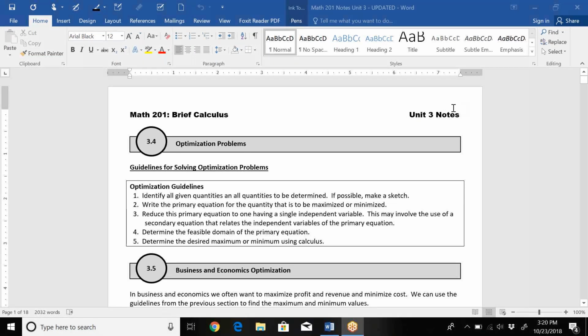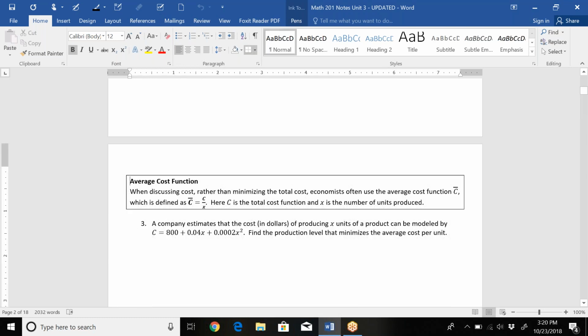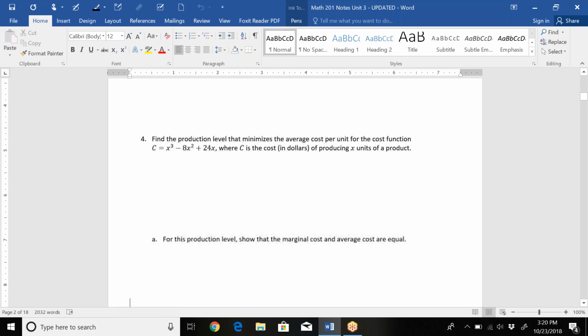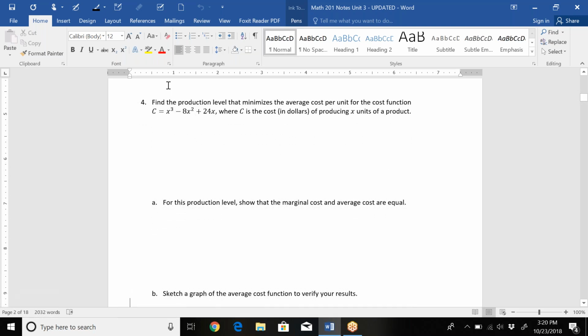Okay, we're looking at some extra examples from the Unit 3 notes, going through each of the sections and seeing what we've skipped over. I could not remember if we had done number 4, so from section 3.4 to 3.5, I'm going to do that one first just in case.